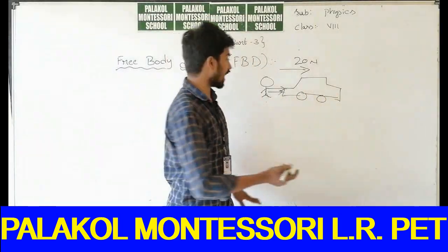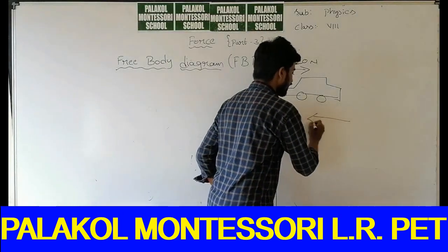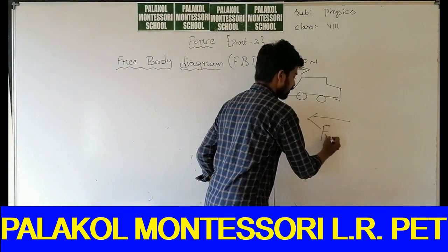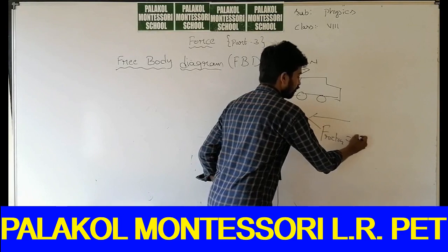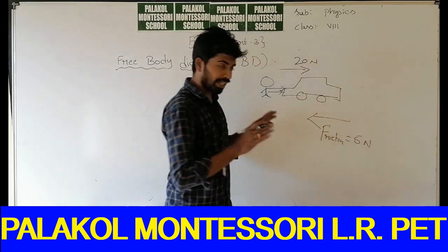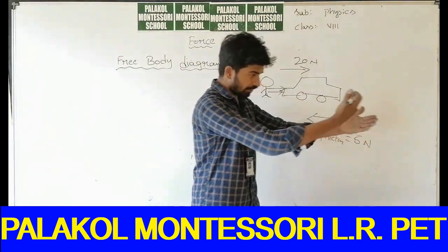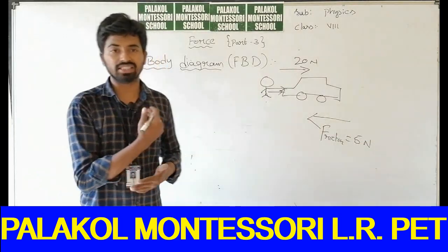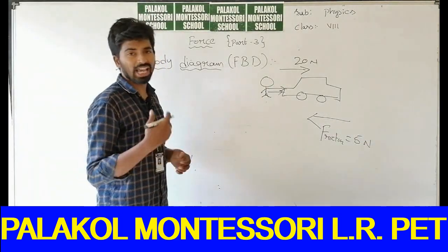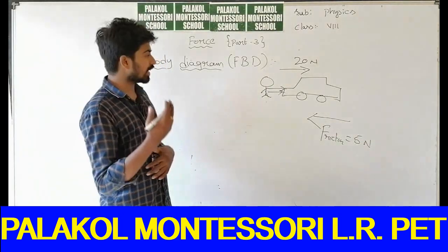Opposing frictional force acts on it. So let us take frictional force as 5 newtons. So you are applying 20 newtons of force, and frictional force was acting in this direction. So these are the forces I have denoted.